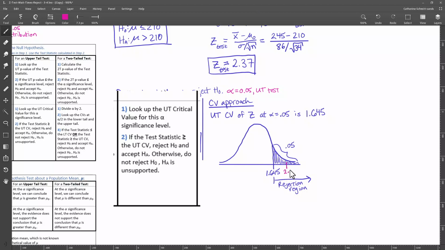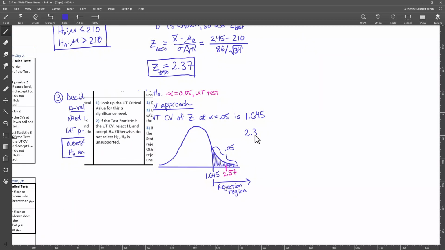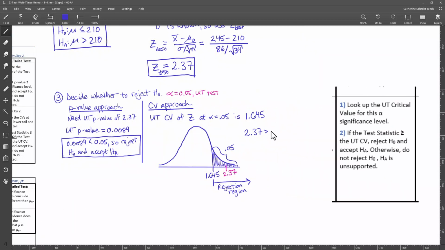2.37 is in the rejection region. It is far out in the upper tail, past 1.645, and so it satisfies the rejection rule. 2.37 is greater than 1.645, so reject H0 and accept HA. So you can either have the diagram with the critical value and the test statistic marked, or you could just have this statement: 2.37 is greater than 1.645, so reject H0 and accept HA.